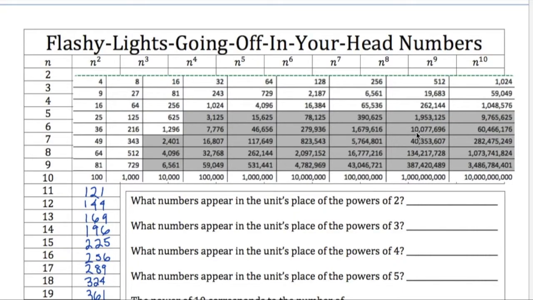We are going to be talking about exponents here. We're going to get ourselves introduced by looking at some, as I call them, flashy lights going off in your head, numbers. So when you see these numbers, you should start thinking, that number looks familiar. Maybe it happens to be some number raised to a power. So this table is in your notes. Go ahead and make sure you complete it. You can even pause this video and fill in some of the ones here.